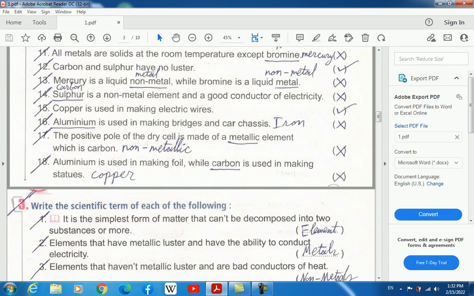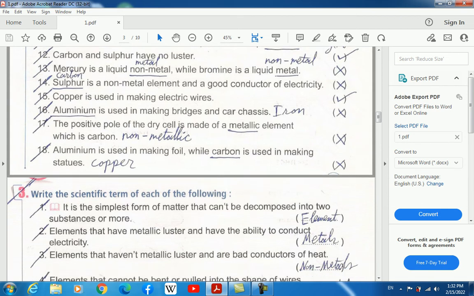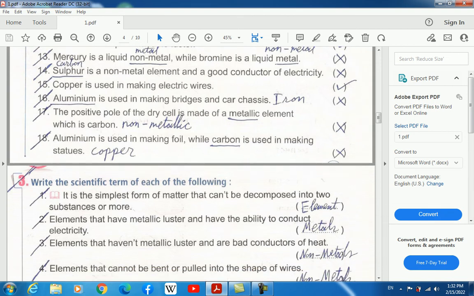11. All metals are solids at room temperature except bromine. This is false statement. They are all solids except mercury. 12. Carbon and sulfur have no luster. This is correct because they are both non-metals. 13. Mercury is a liquid non-metal while bromine is a liquid metal. This is false because mercury is a metal, a liquid metal, while bromine is a liquid non-metal.